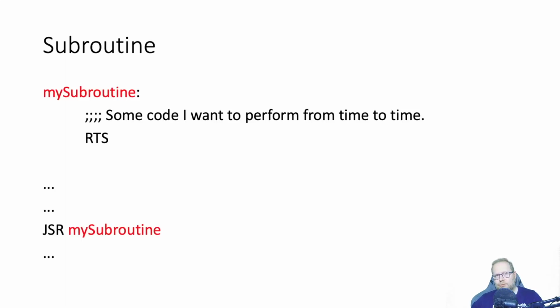Here I have a subroutine. Now, it's actually pretty simple. I just write a label, and then I write some code that I need to perform from time to time. And at the end of that code, I just write RTS. RTS means return from subroutine. Then, somewhere in my code where I need to use this routine that I made, I just write JSR my subroutine. Jump to subroutine, my subroutine.